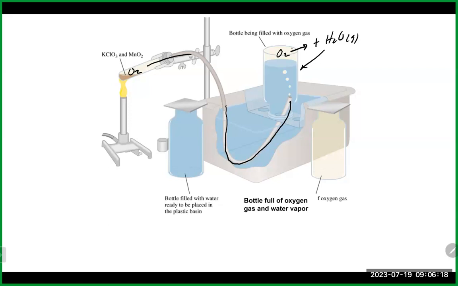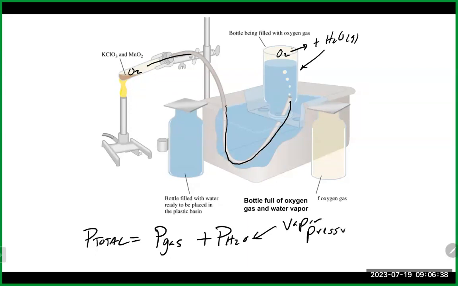So this is really a partial pressure situation. And in most cases, you're not interested in the water's contribution. You're interested in really just the gas you're trying to collect. So in this example, it would be oxygen. So in this case, the total pressure would equal the pressure of the gas you're interested in plus the vapor pressure of water, as it is sometimes referred to.